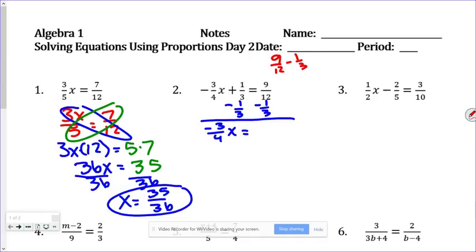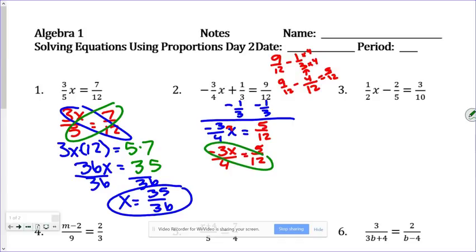I need some common denominators here, so I need one for the 3. I need to multiply 3 by 4 to get 12, so I need to multiply the top by 4. So I have 9/12 minus 4/12. That gives me 5/12. Okay, now again, I need to write this x up here in the numerator. So I'm going to rewrite negative 3 times x over 4 is equal to 5/12.